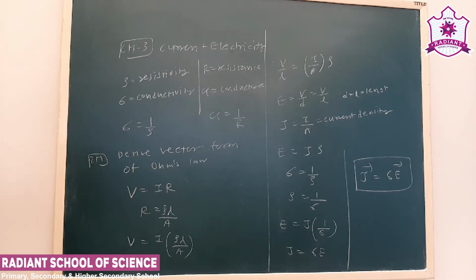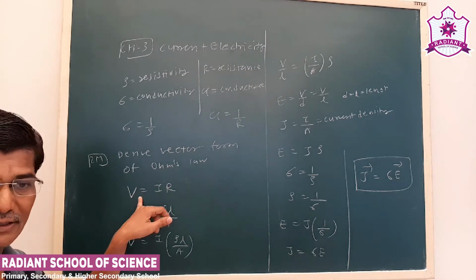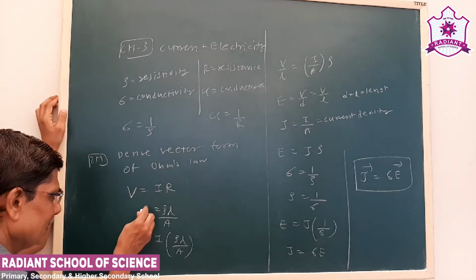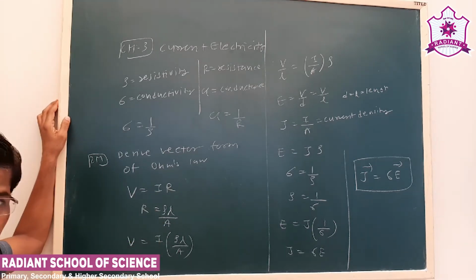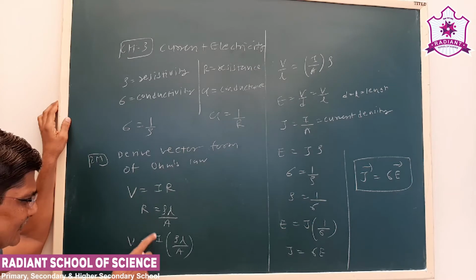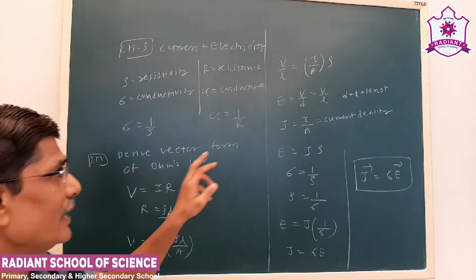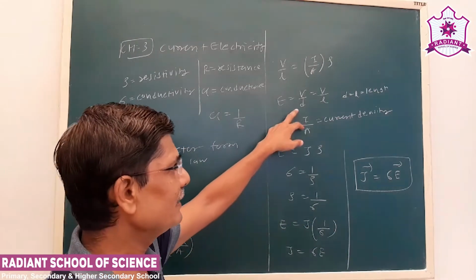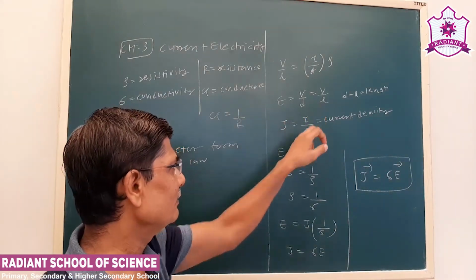Now see the vector form of Ohm's law. See, we have studied V is equal to IR. Just now we have seen resistance depends on the dimension, length and the area. We saw that relation also. R is equal to rho L by A. So if I substitute here, R is equal to rho L by A, V by L is I by A into rho. Now we have studied E is V by D, distance or length we can say V by L.